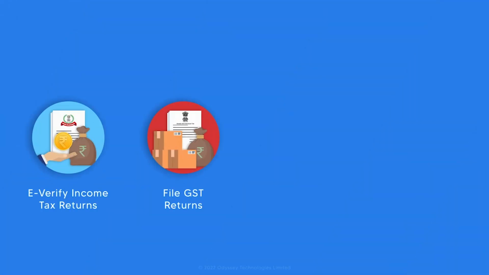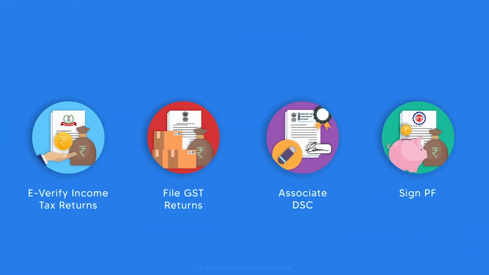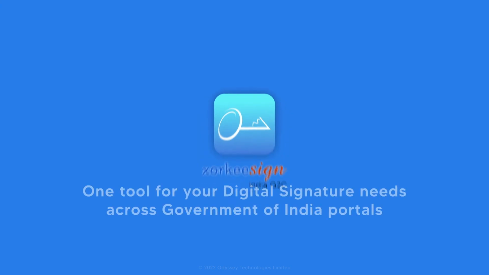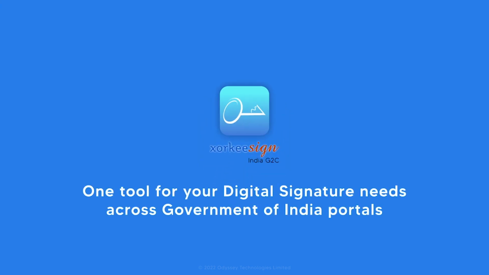You may also e-verify your tax returns, associate your DSC in the MCA portal, and file your PF using the same xorkeesign India G2C browser extension. It is a one-stop solution for all your digital signature needs across all Government of India portals.